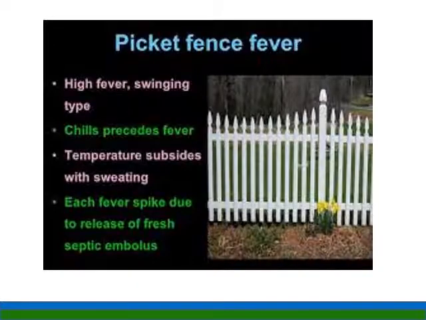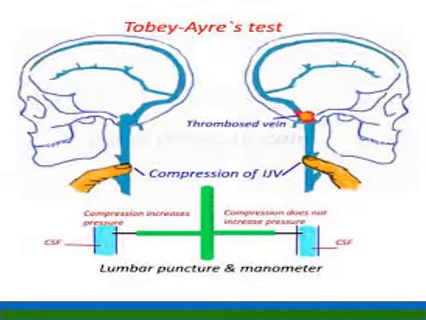What is picket fence fever? It is high fever of swinging type. Can you see this fence? So up and down. Chills precede fever and temperature subsides with sweating, and again fever, again subsides. So each fever spike is due to release of fresh septic emboli. So that is called picket fence fever. Here all these signs are very important, and they will be asked as 2 marks questions, and these signs are also important for the pre-PG entrance test.